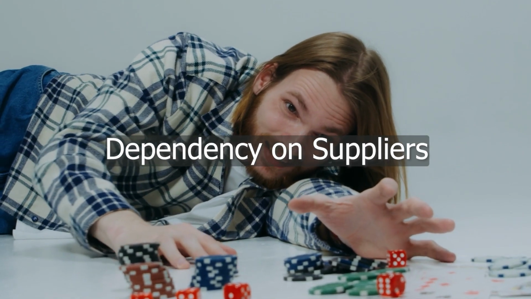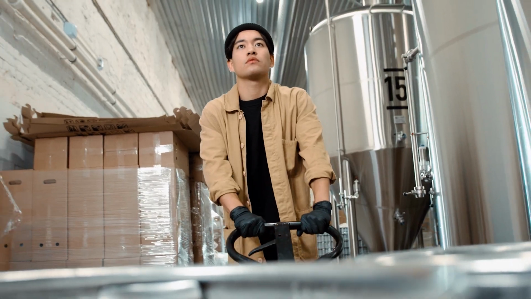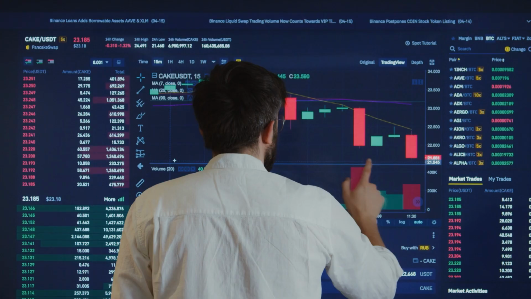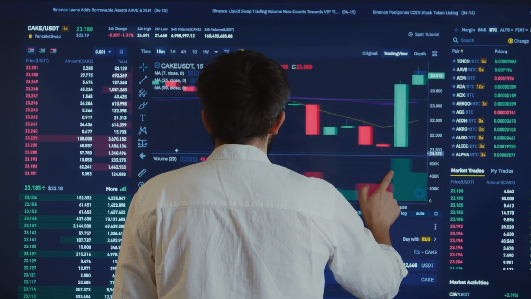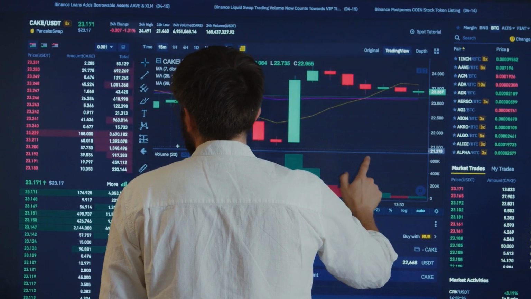Dependency on suppliers. Your business success hinges on reliable suppliers. If they face issues, such as stock shortages or quality problems, your business suffers. Finding trustworthy suppliers and maintaining good relationships with them is crucial.